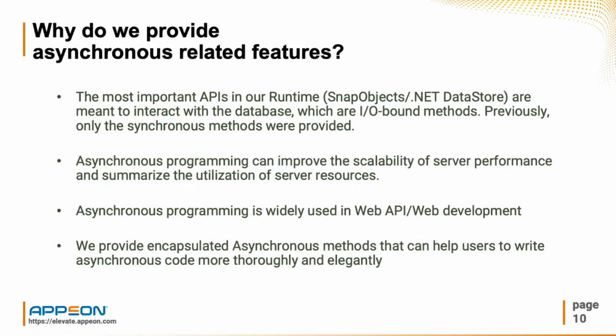Okay, so this takes us to our next question. Why do we provide asynchronous related features? Well, for starters, the most important APIs in our runtime for both SnapObjects and .NET DataStore are meant to interact with the database. And these APIs are input-output bound methods. Previously, only the synchronous methods were provided. Asynchronous programming can improve the scalability of server performance and optimize the utilization of server resources.